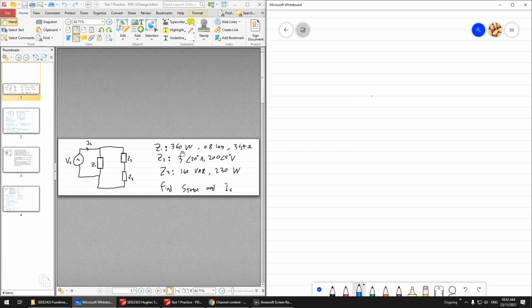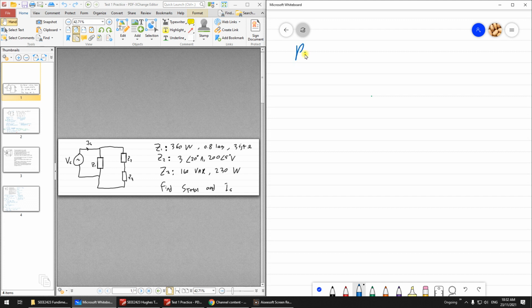And first one is Z1. Because the question asks you to find S total, your target is to find the S for each resistance and then you just sum it up. Okay, so how to do this? Okay, and how to do this is you can see here.